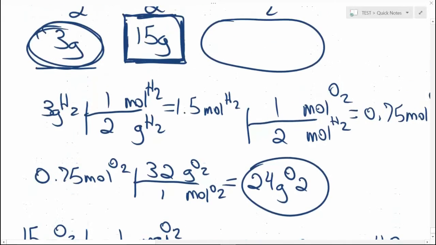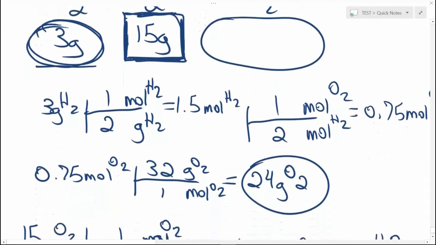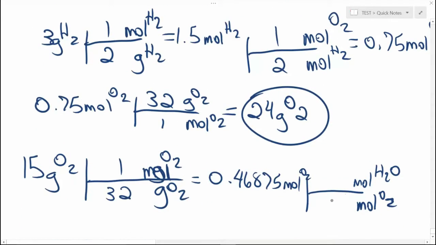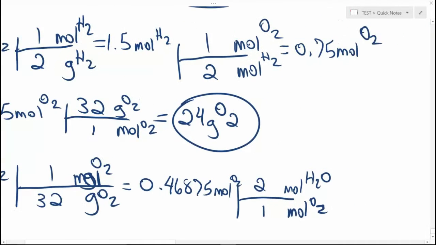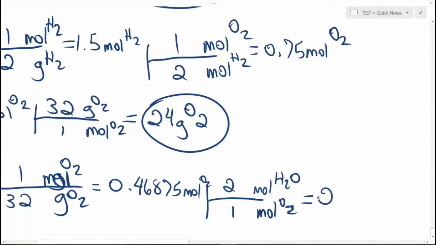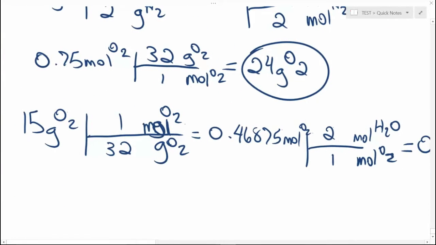Okay, so my balanced chemical equation tells me there's 1 mole of O2 for every 2 moles of water. 1 of O2 for every 2 of water. So 0.46875 times 2, and I get 0.9375 moles of H2O. Now, how many grams of H2O is that?